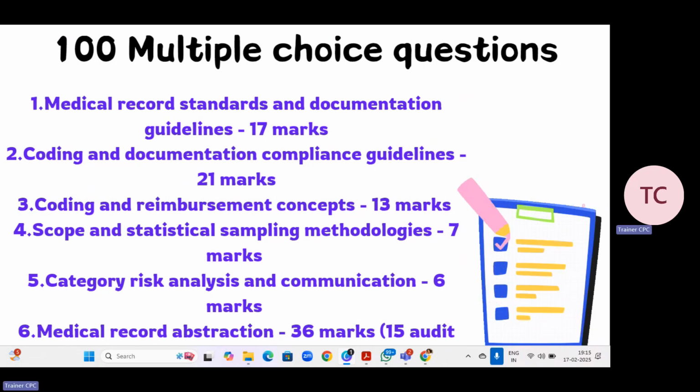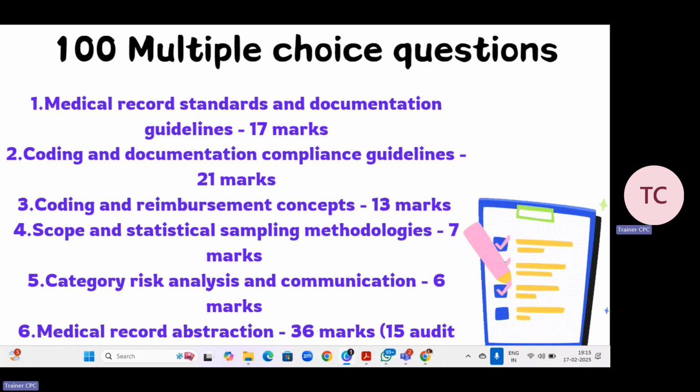So next part is from coding and documentation compliance guidelines. There will be 21 marks. So this chapter is having the highest weightage. From this compliance chapter alone, there will be 21 multiple choice questions. And next one is coding and reimbursement concepts. From this, you will be getting 13 questions. Coding and reimbursement concepts means nothing but the CPT coding guidelines, that is surgery coding guidelines, E&M coding guidelines. So from this, you will be getting 13 questions.